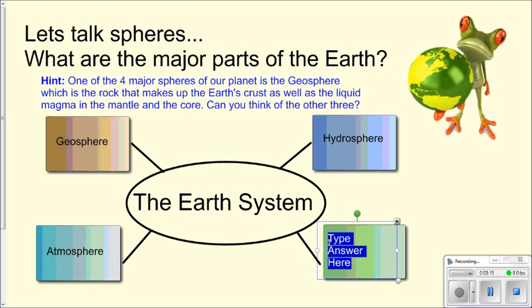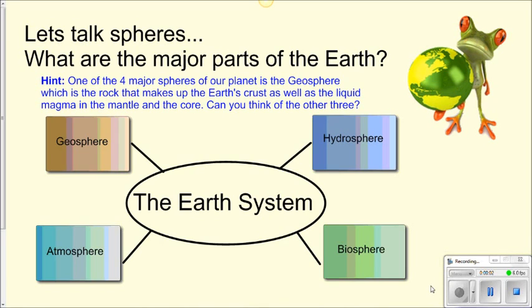So the fourth component of the Earth system is life, and you may know that in science, the root that we use for life is bio, and so the biosphere includes all of the living components of the Earth system. So all plants, animals, bacteria, fungi, everything that's living. And so when you think about the Earth as a system, all of the planet and everything on the planet can be fit into one of those four major spheres.